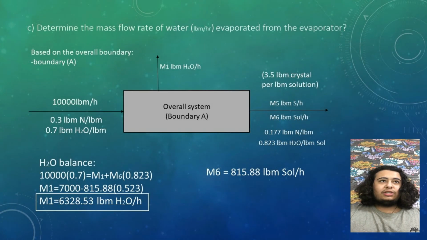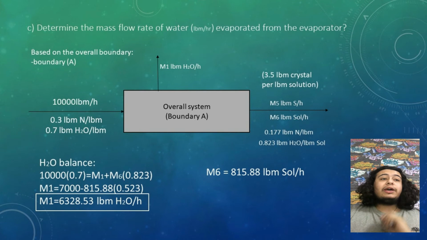For question C, based on the overall boundary, which is boundary A, we did the H2O balance. The H2O balance is 10,000 multiplied by 0.7 equals M1 plus M6 multiplied by 0.823. M1 equals 7,000 minus 815.88 multiplied by 0.523. M1 equals 6,328.53 lbm H2O per hour.